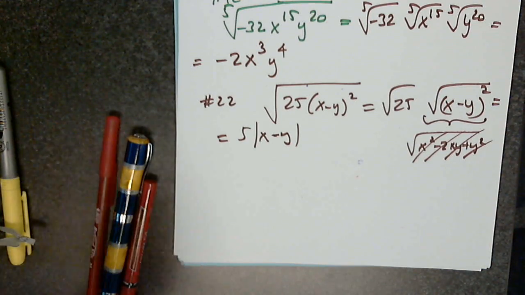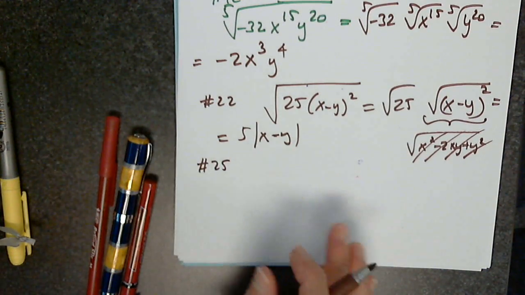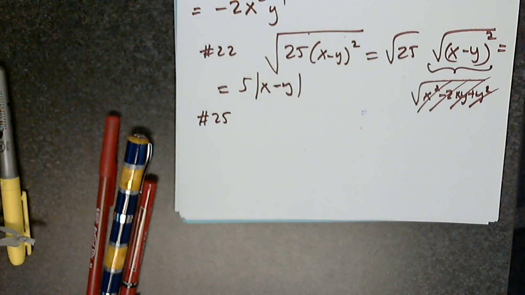Okay, so let's look at 25. Any questions? Because it said any real number, that's why you get absolute value.